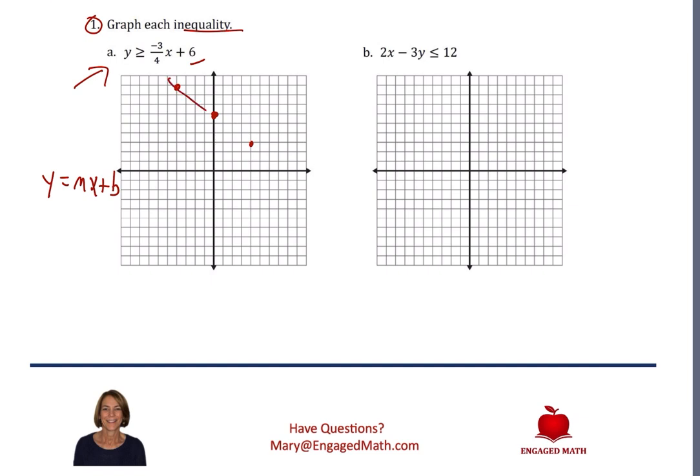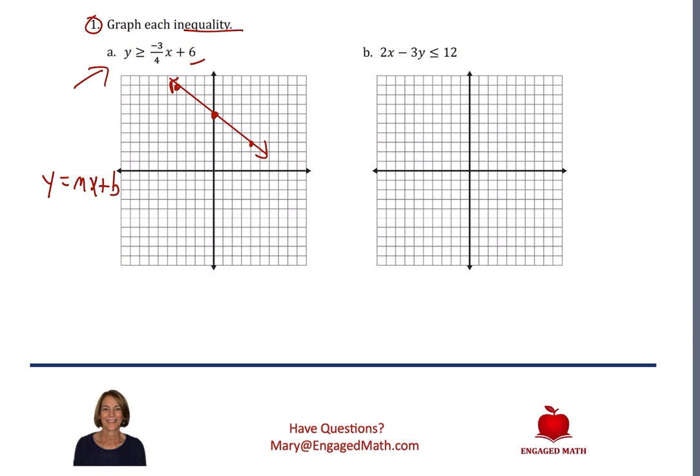Now I'm going to make it a solid line. And the reason it's a solid line is because this is greater than or equal to, meaning that even the points on the line are solutions to this inequality.